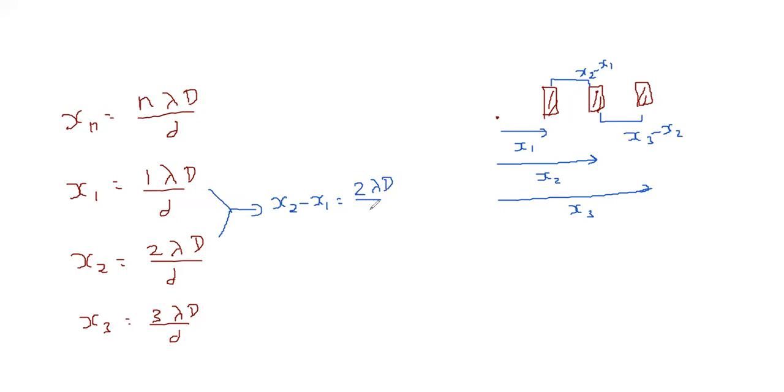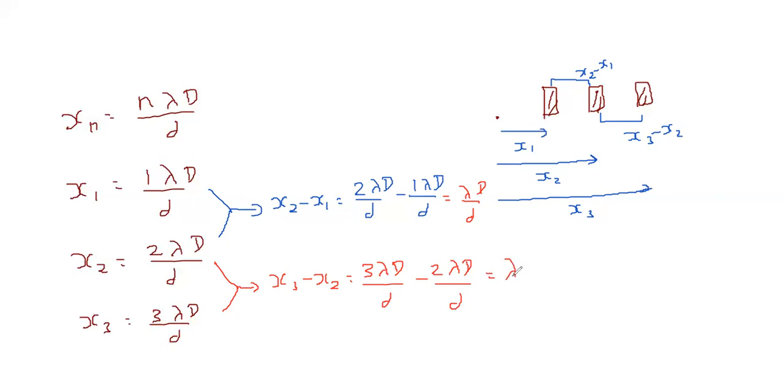So what is x2 minus x1? 2 lambda capital D by small d minus 1 lambda capital D by small d, nothing but lambda capital D by small d. Similarly, what is x3 minus x2? 3 lambda capital D by small d minus 2 lambda capital D by small d equal to lambda capital D by small d. So what is the conclusion? Similarly, x of n plus 1 minus xn also gives lambda capital D by small d.